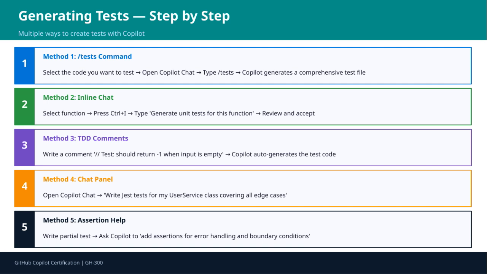Finally, assertion help is great when you have a partial test written. You can ask Copilot to enhance it by adding assertions for error handling and boundary conditions, ensuring thorough test coverage. Each of these methods offers flexibility depending on your workflow and testing needs.